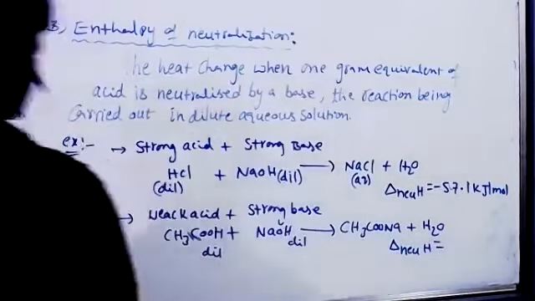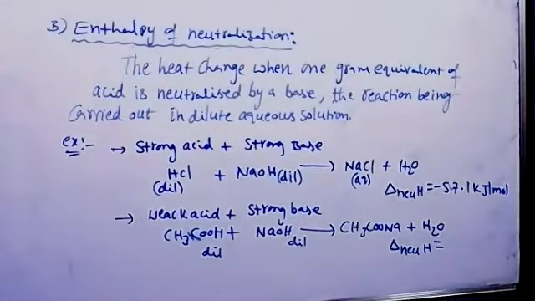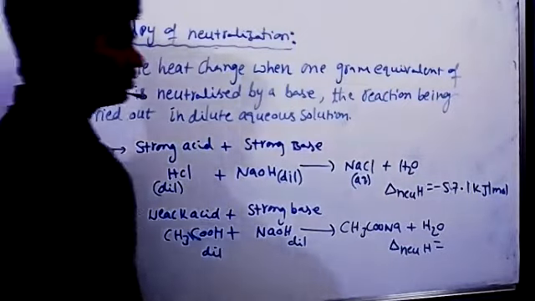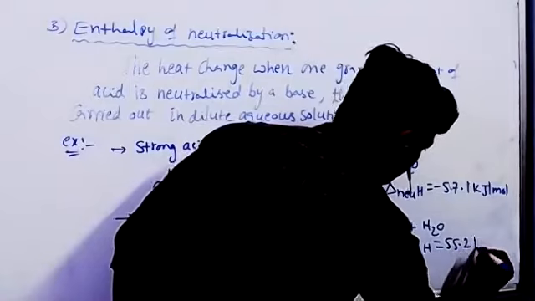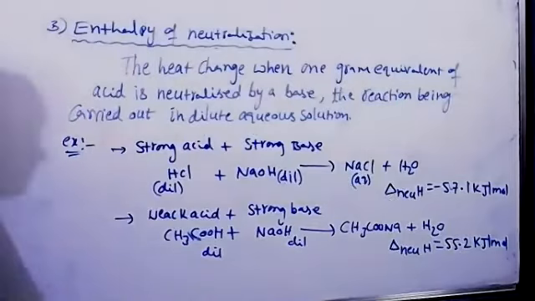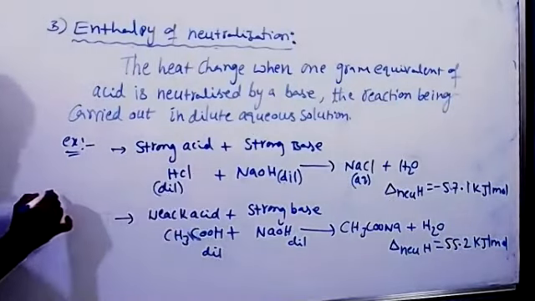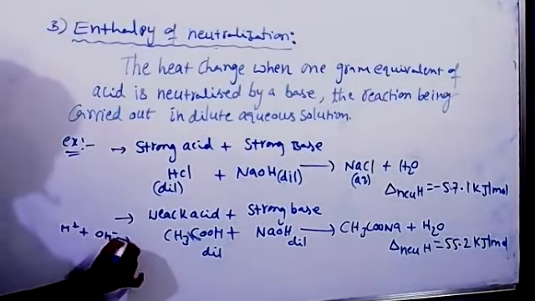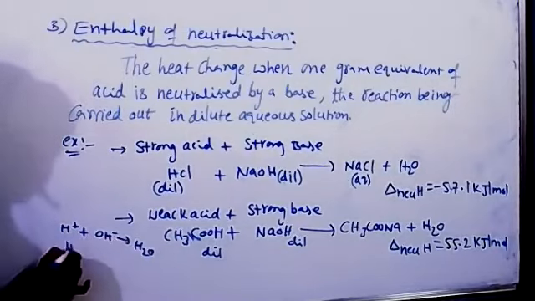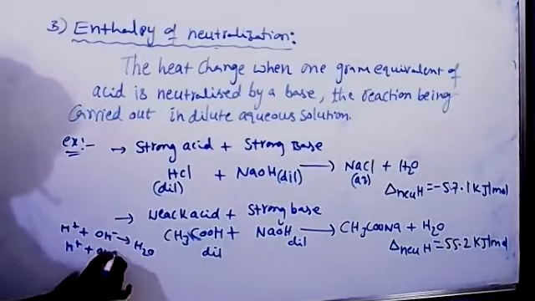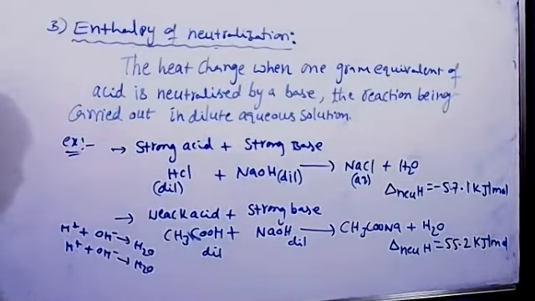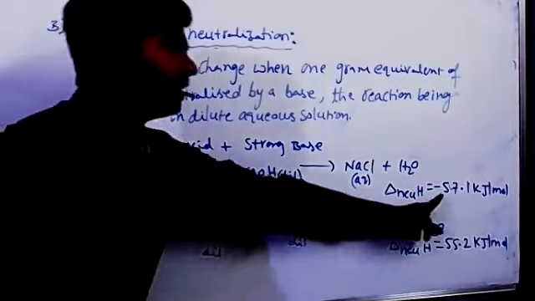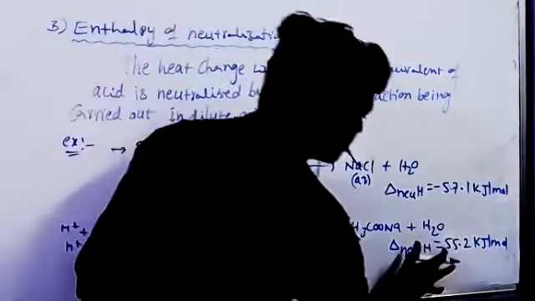Enthalpy of neutralization is minus 55.2. Actually, in this process also 1 mole of H plus ions and 1 mole of OH minus ions combine and give a water molecule. Here also the same process happens: 1 mole of H plus, 1 mole of OH minus, resulting in formation of water. But there, more energy is released; here, less energy is released. Sorry, here minus.